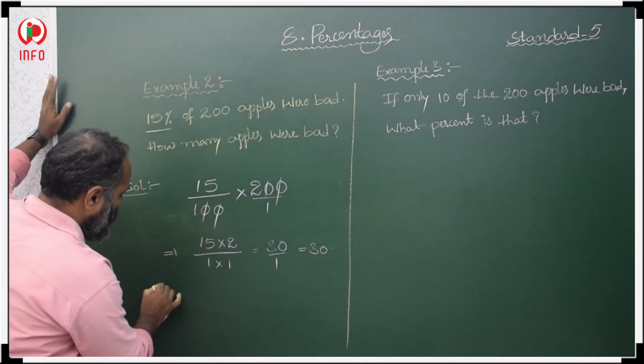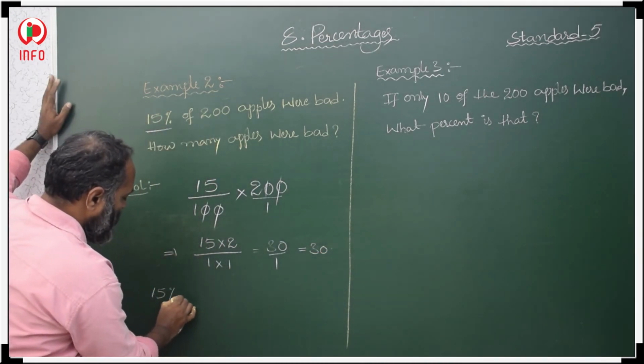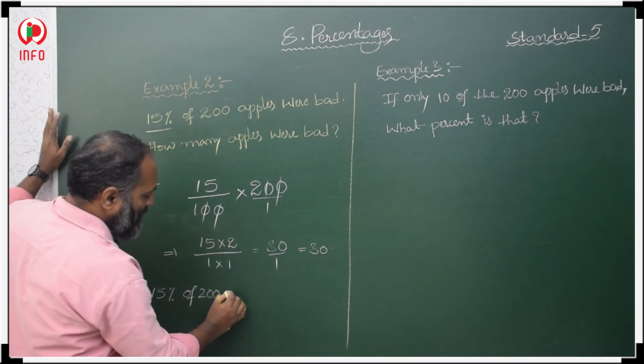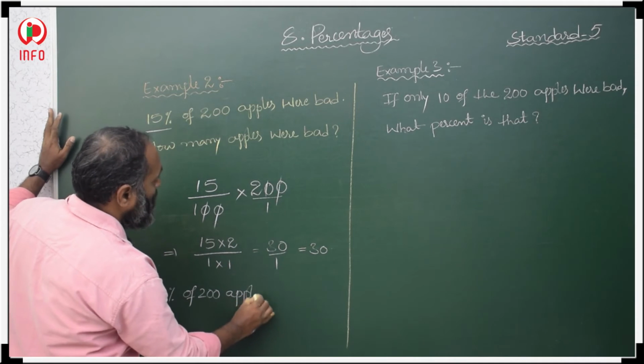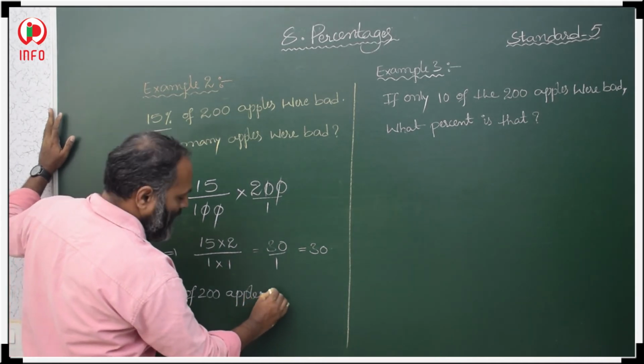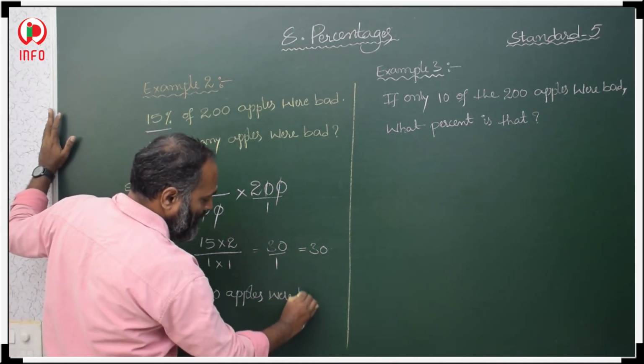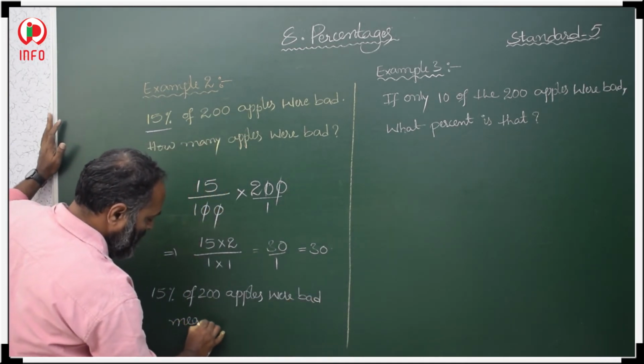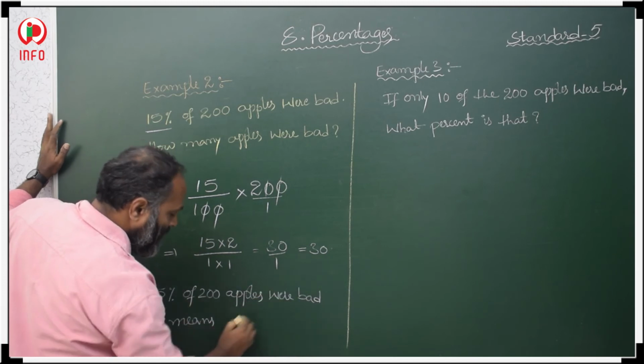It means 15% of 200 apples were bad means 30 apples are bad.